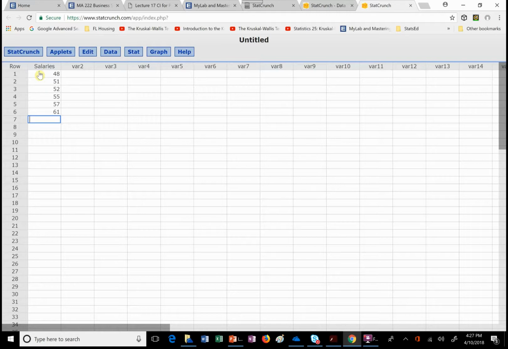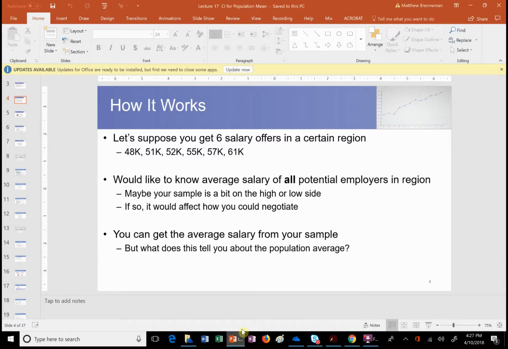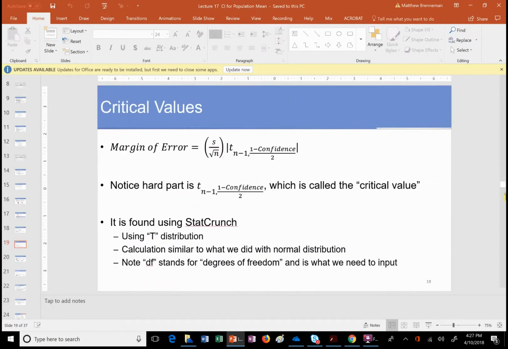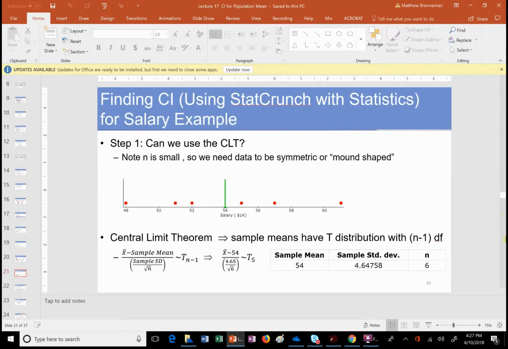So the first step, maybe I call it step zero, we have to ask ourselves, can we use the central limit theorem? What do I mean by that? What is this question getting at? Does it have a normal curve?